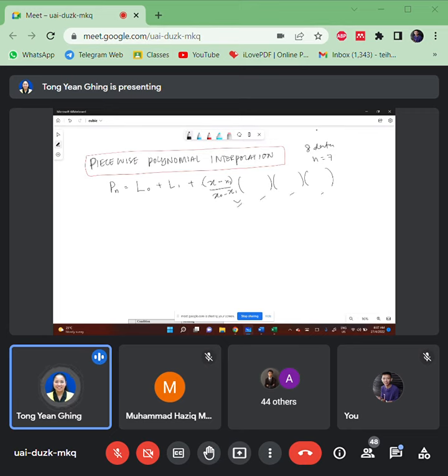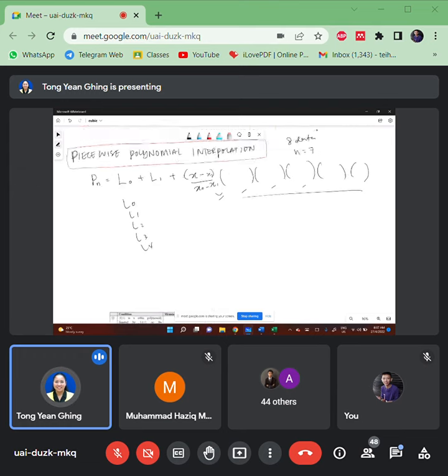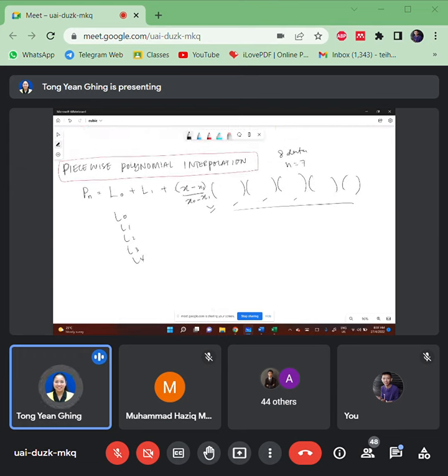1 time, 2 times, 3 times, 4 times. This is many times, and you also have L0, L1, L2, L3, L4, which is quite a lot. You have to expand this, so the formula will be very long. Once we have a lot of data points, the accuracy will be reduced. That's why we have to change the method. If you have too many data points, it is more accurate and more practical to use piecewise polynomial interpolation.